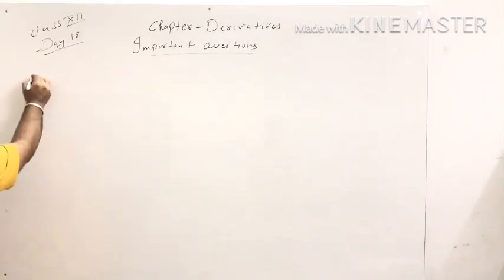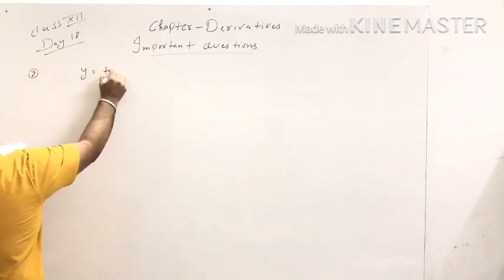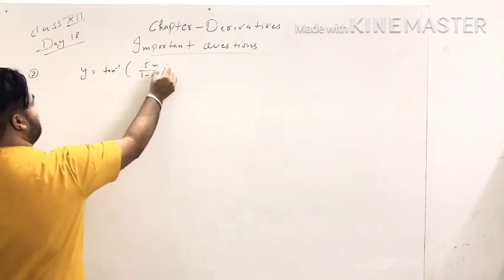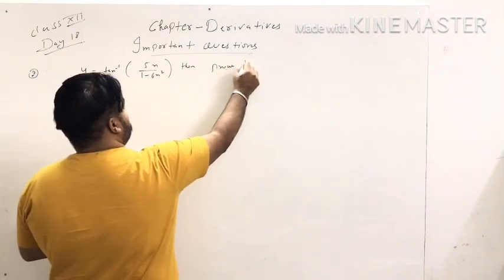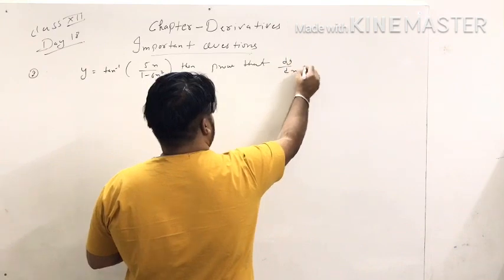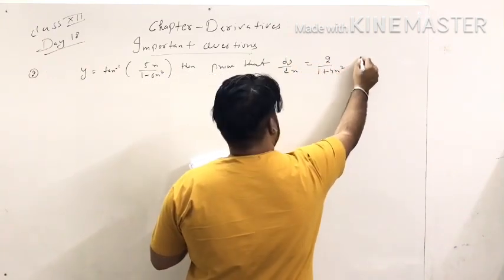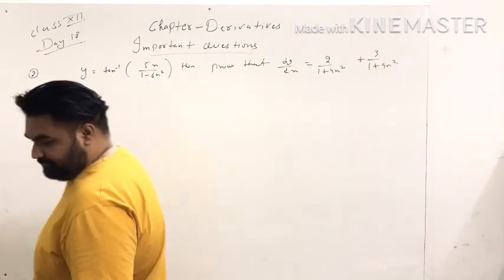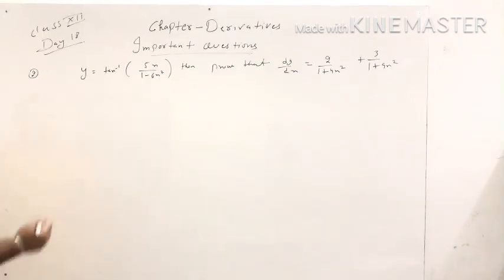So the next question, second: if y equals tan inverse 5x upon 1 minus 6x square, then prove that dy upon dx equals 2 upon 1 plus 4x square plus 3 upon 1 plus 9x square. Now this is the question. How can we solve this question?